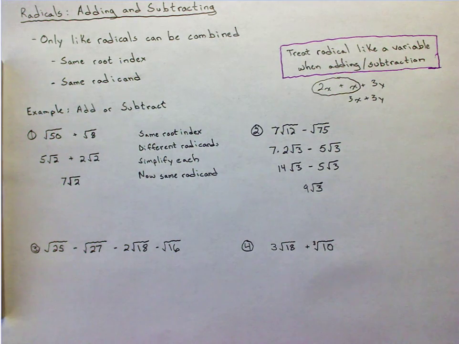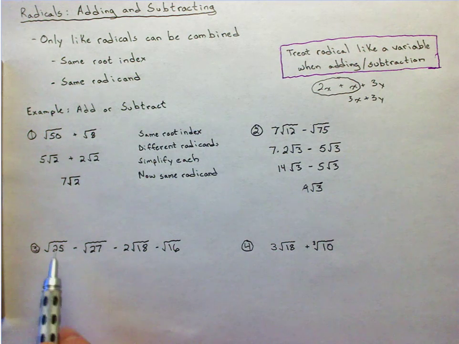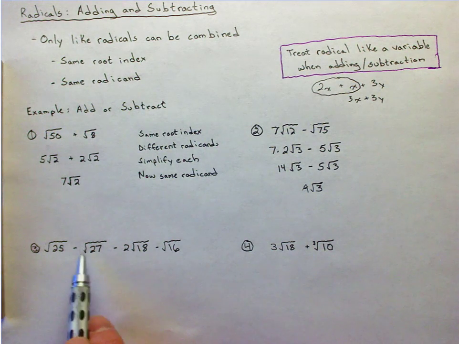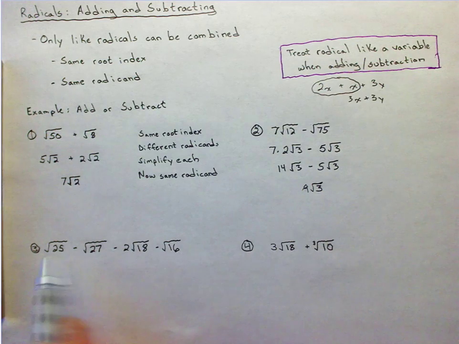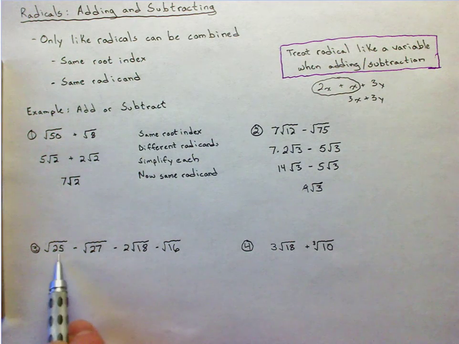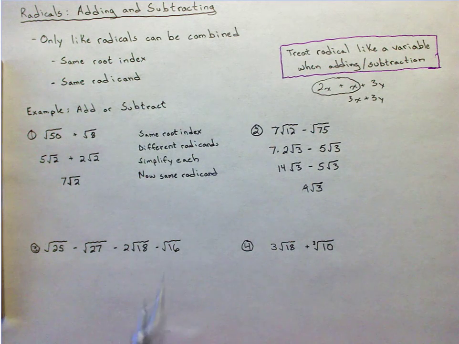So pause the video and let's see if we can end up with the same answers for problems 3 and 4. Okay, so we work each one individually and simplify them. I can see that my root indices are the same. They're all square roots, but my radicands in each one are different. So let's see if we can simplify and turn them into radicals that have the same radicand.